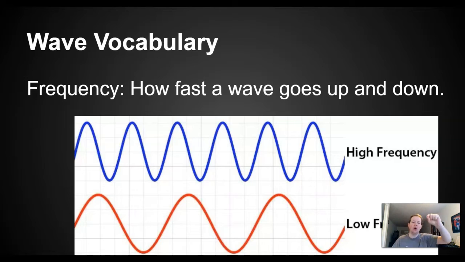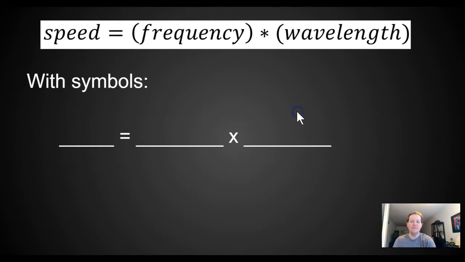Low, slow frequency, that's in red. And higher frequency, bigger frequency in blue. How fast a wave goes up and down. And we learned an equation for waves. The speed, the velocity, velocidad, is equal to the frequency multiplied by the wavelength. Kind of an easy equation.